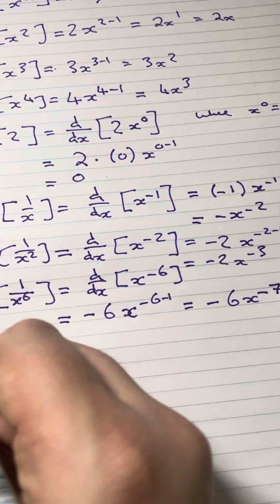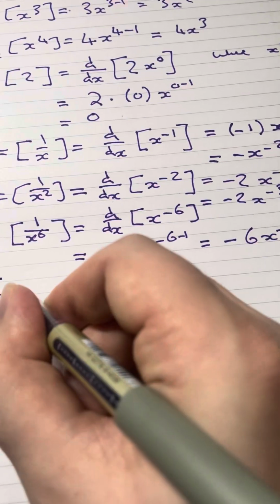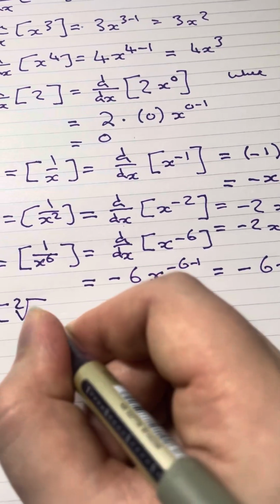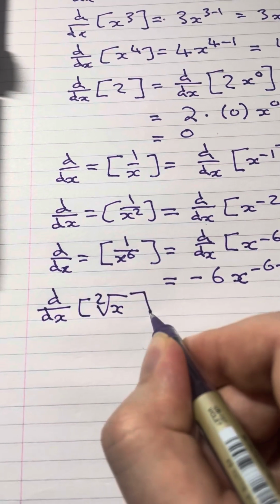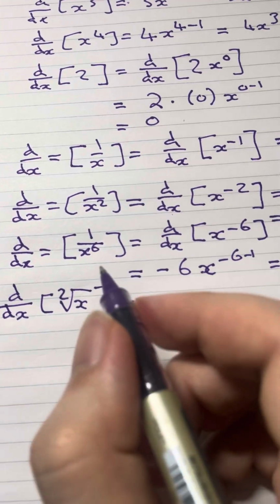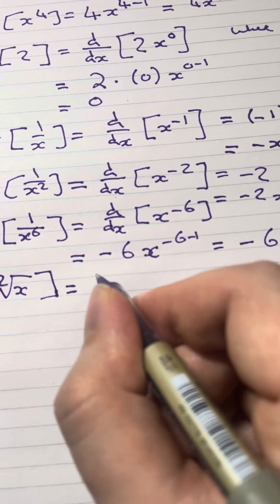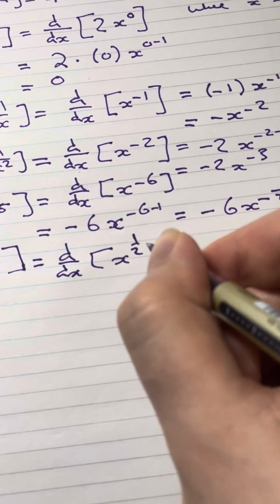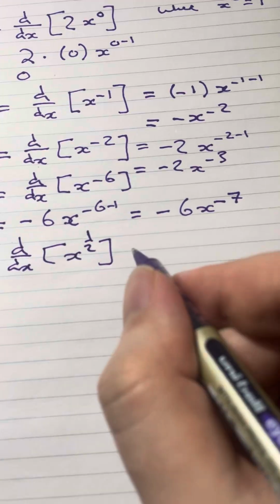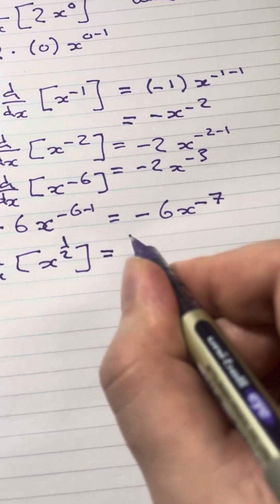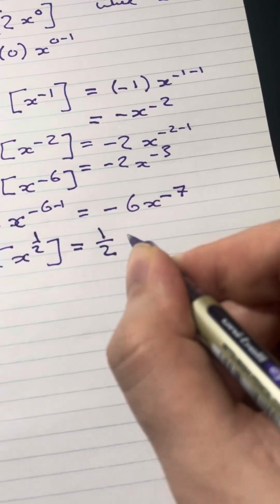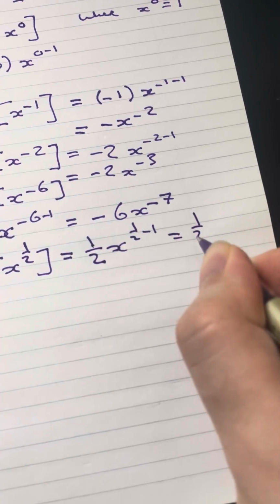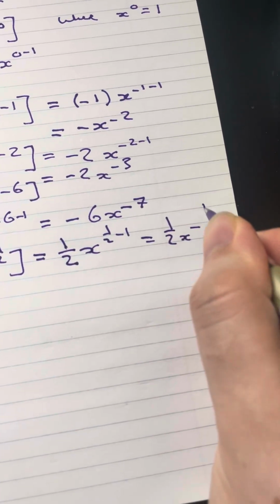What if we get something like the square root of x? That is equivalent to saying d dx of x to the half, which is equal to half x to the half minus 1, which is equal to half x to the power minus a half.